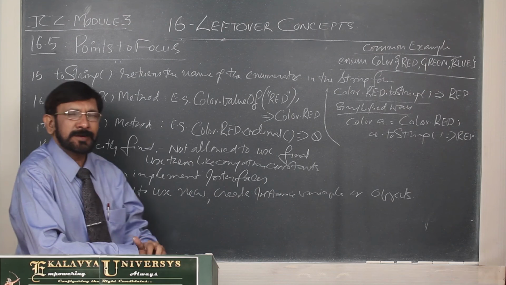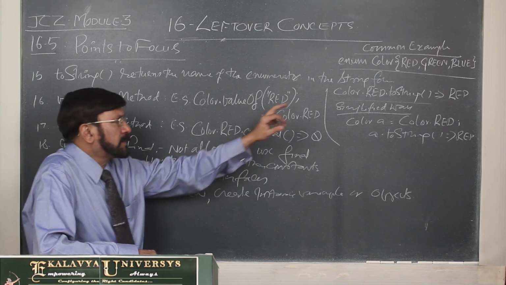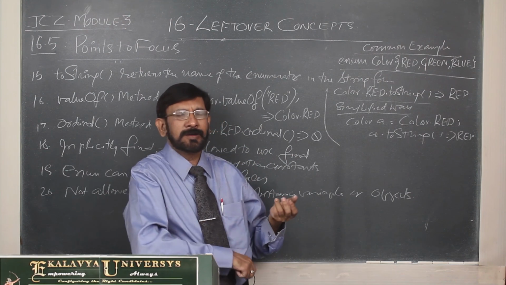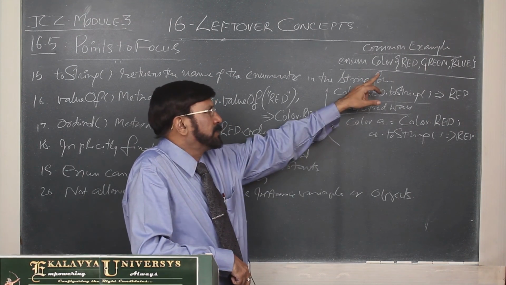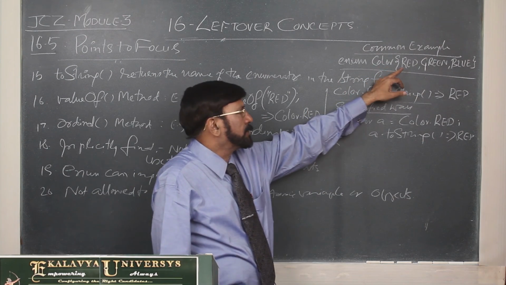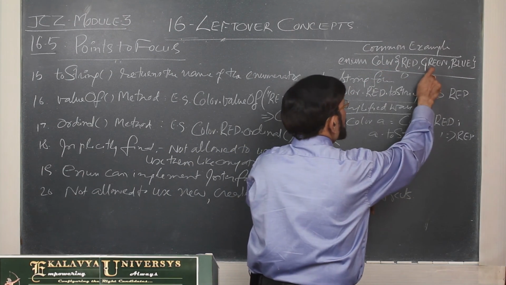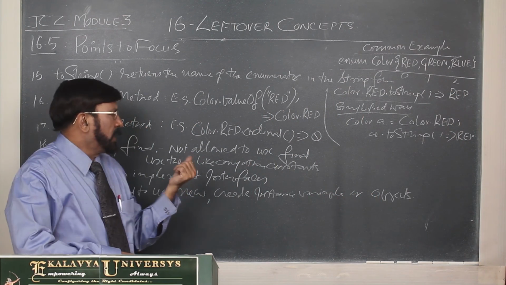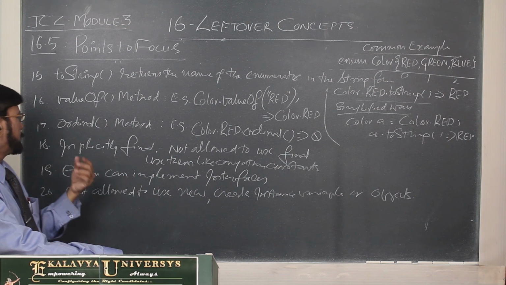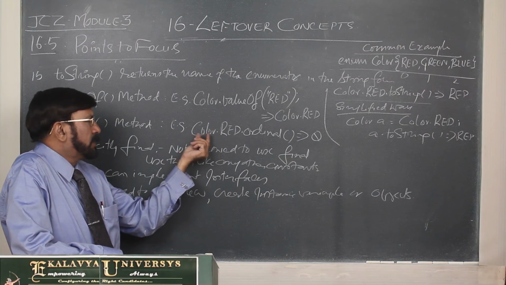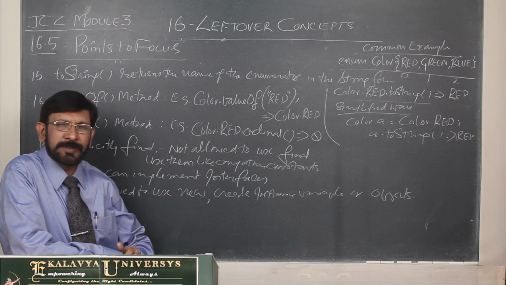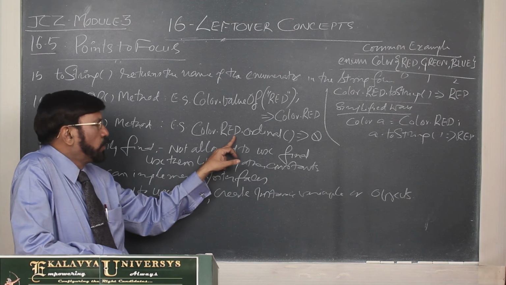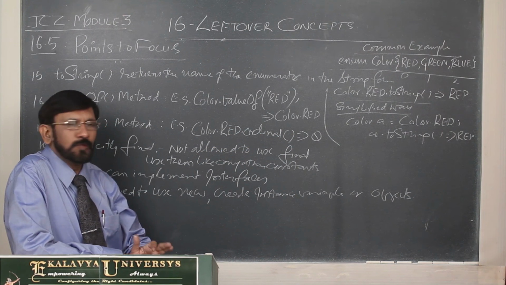Ordinal method. Actually, now enumerators are created. By default, it is zero-based. That means a positional value is given to them, that is 0, 1, 2. So, using the ordinal method, we can retrieve it. Now, you see Color.RED.ordinal gives 0. Suppose Color.BLUE.ordinal, it prints 2.